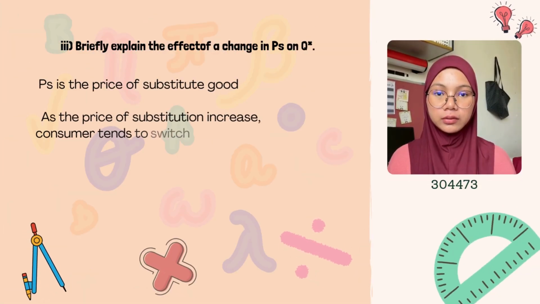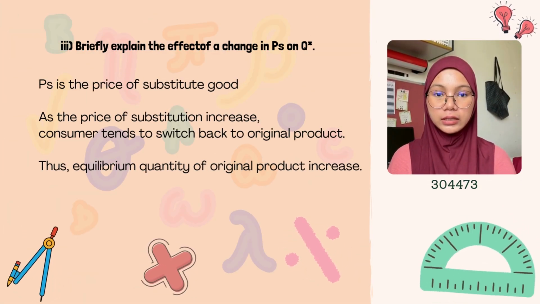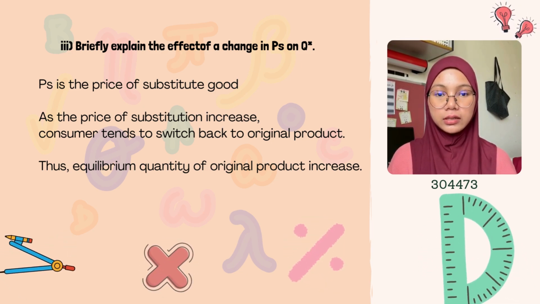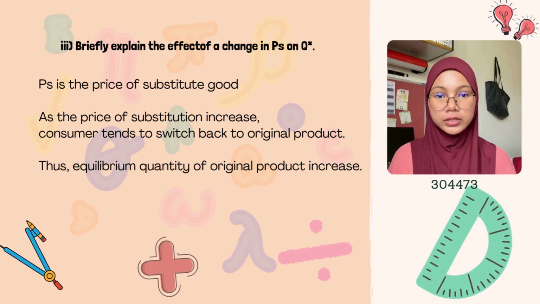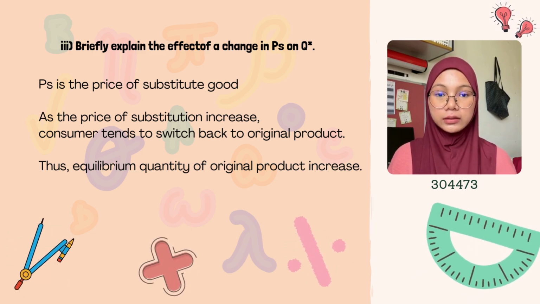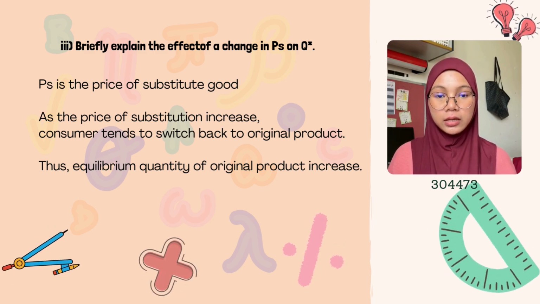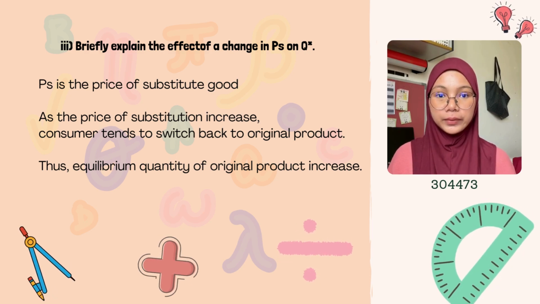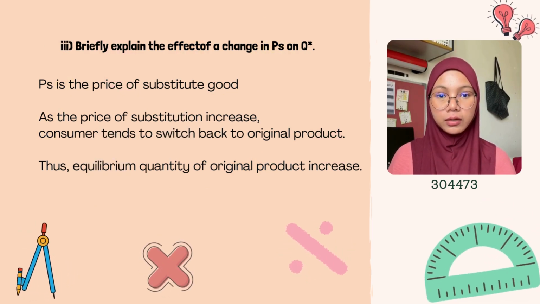Next, question 3 Roman. Briefly explain the effect of a change in PS on Q star. When the price of the substitute good increases, consumers are more likely to switch to the original product, which becomes relatively cheaper. As a result, demand for the original product increases, so the quantity Q star increases. That's why a rise in PS leads to a rise in Q star.